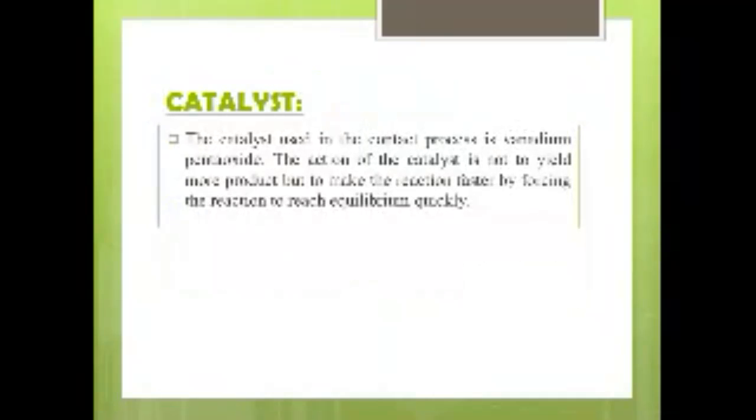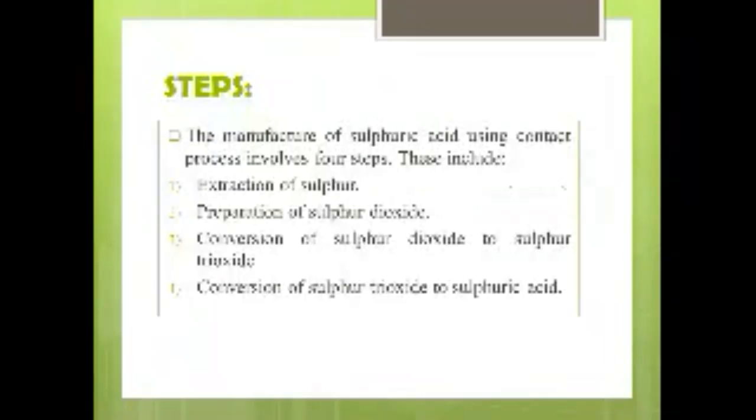So, what is the catalyst which is used in the contact process? The catalyst used in the contact process is vanadium pentoxide. The action of the catalyst is not to yield more product, but to make the reaction faster by forcing the reaction to reach equilibrium quickly.